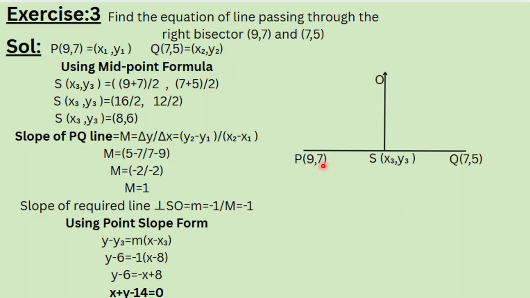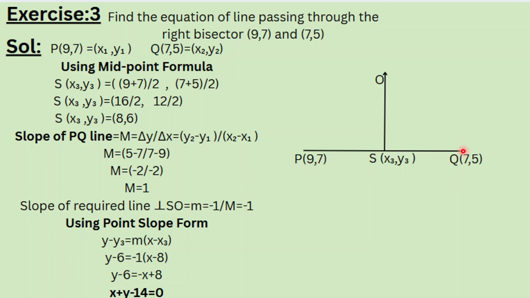In order to find the slope of line PQ, we are given 2 points and we can easily find their slope, which is delta y over delta x, which is y2 minus y1 over x2 minus x1. The value of y2 is 5 and the value of y1 is 7. We put these values in place of the y coordinates, and the value of x2 is 7 and the value of x1 is 9, and we put these values in place of the x coordinates, which is minus 2 over minus 2, and the slope is 1.